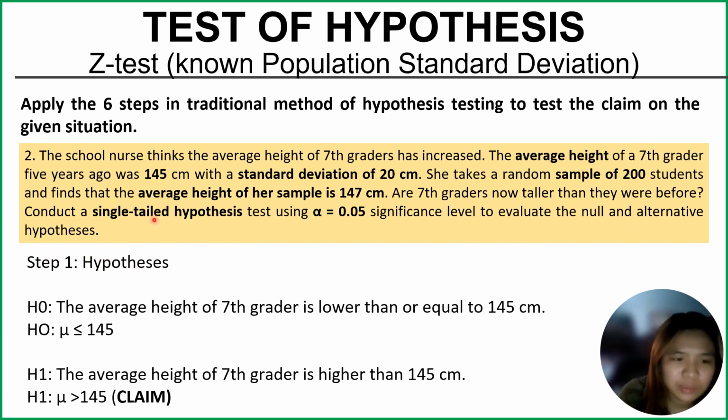So, the first question here is, ano ba yung iniisip or kiniklaim ng school nurse? We can say that his or her claim is that the average height of 7th graders has increased. Kapag sinabing increased, what is its symbol? Isn't it greater than, and we all know that greater than is under alternative hypothesis. So that's why our claim is the alternative hypothesis.